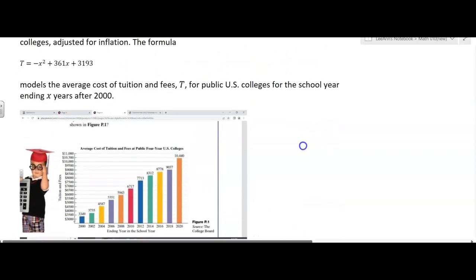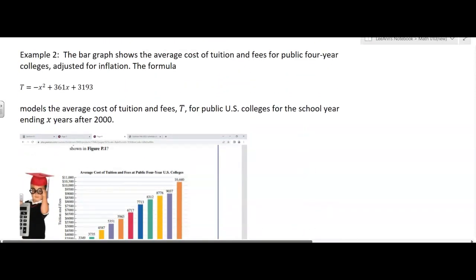Okay, that's okay. We'll just work with it. So it says the bar graph shows the average cost of tuition and fees for public four-year colleges adjusted for inflation. And then they give us a formula. Now when they give us a formula, you can see there's a T and you can see there's an x and there's some numbers in there. They have to tell you what the variables represent.